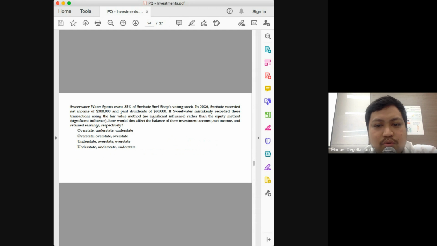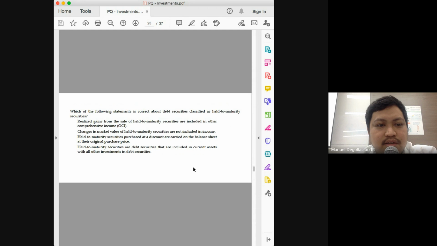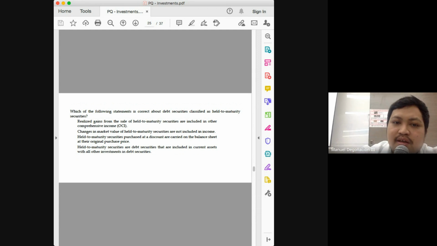Is this a repeated question? So this would be understate, understate, and understate. Next, I think this is also repeated. The answer here is the second choice. Changes in market value of held to maturity securities are not included in income.